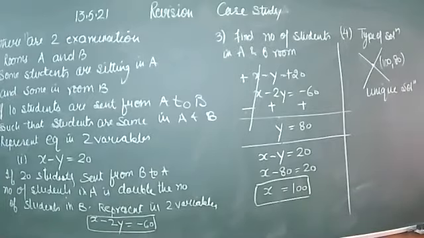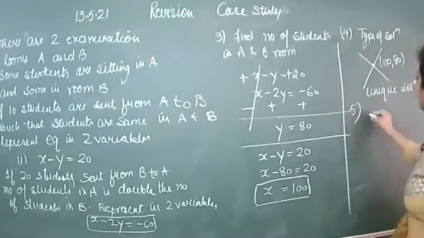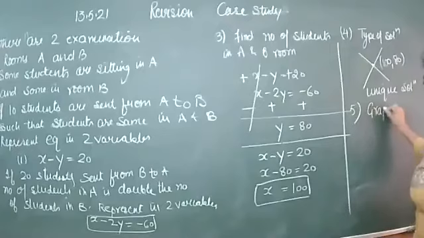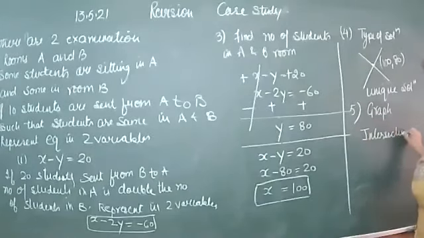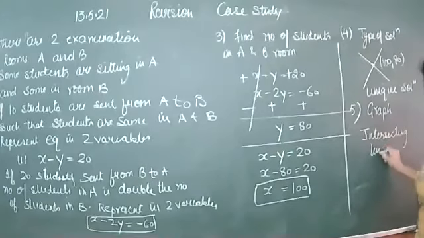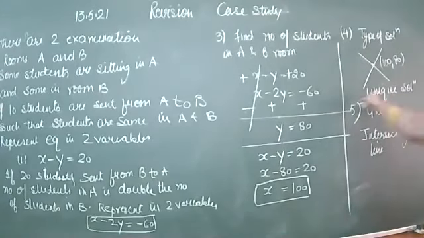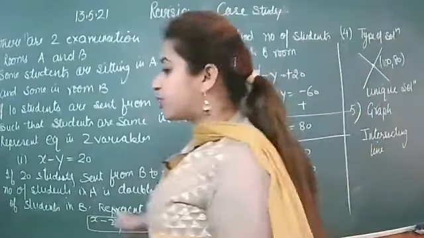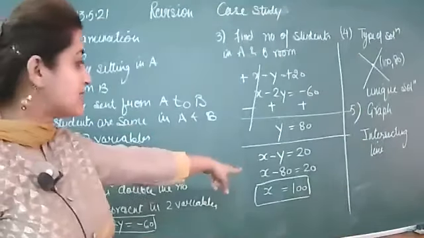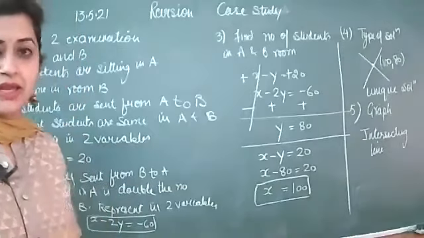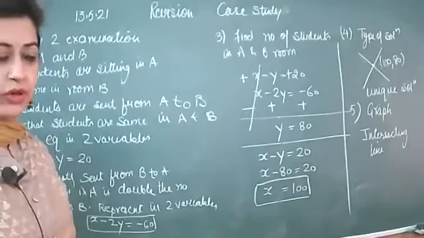So the fifth part is the type of graph of this linear equation, that is, intersecting lines. Lines we have written, solution we have written, equations we have formed, and the particular solution is that 180 students are there in both the rooms.